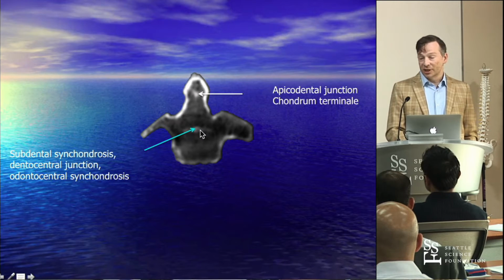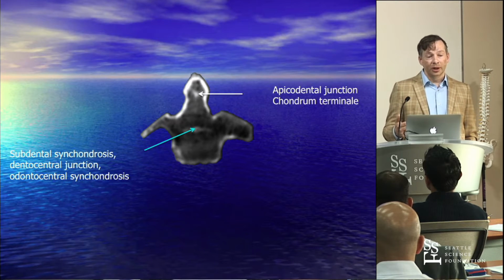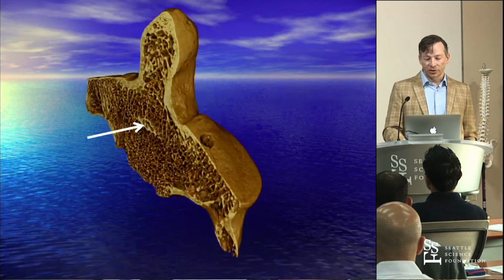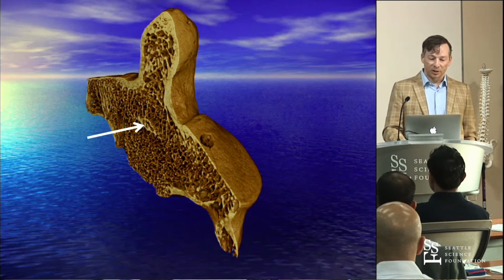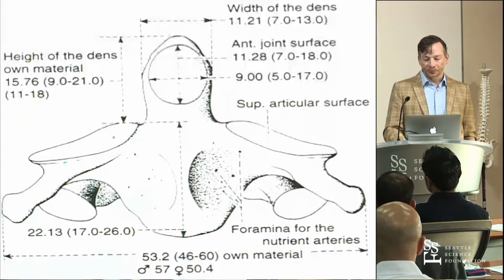And then the subdental synchondrosis that people forget about, but very important when we're talking about type 2 odontoid fractures, can persist into adulthood in a large number of people. So this is not just a synchondrosis that we see in adolescence and childhood. There's a nice depiction of an elderly adult 3D CT showing the synchondrosis at the arrow.